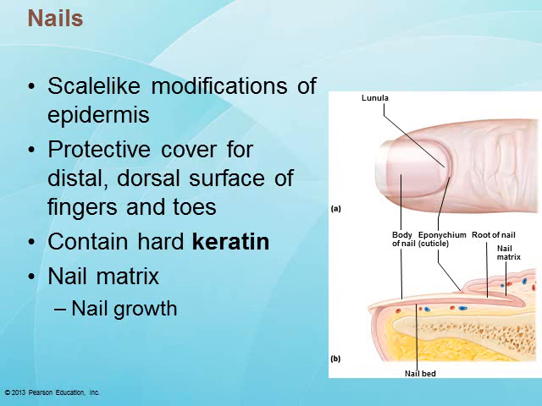Okay, so it protects your fingertip, the distal dorsal surface of fingers and toes, fingertip and toe tip. Okay, and that is made of keratin again, and it grows at the nail matrix here, and just generates new keratin at that surface to push your nail out.